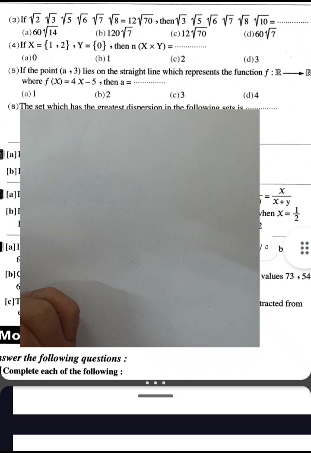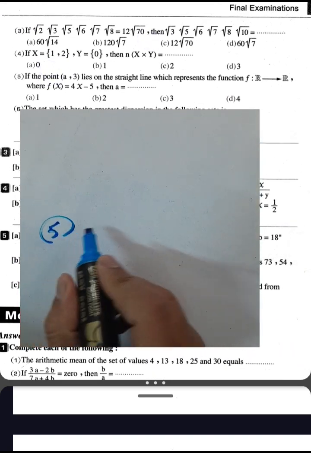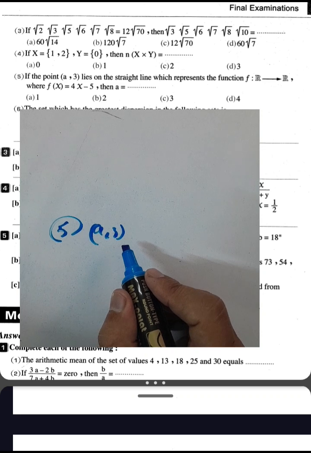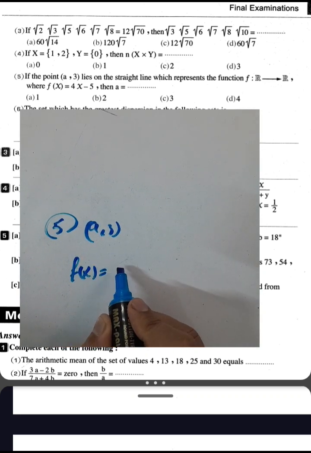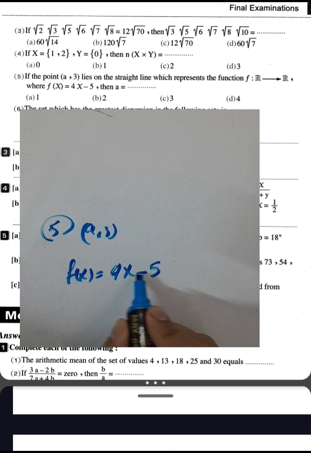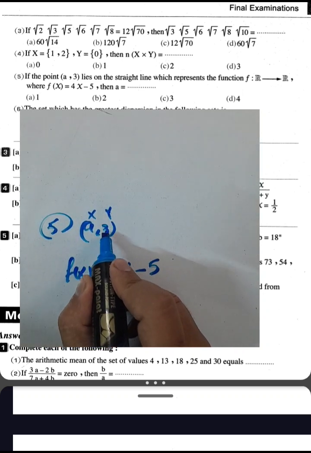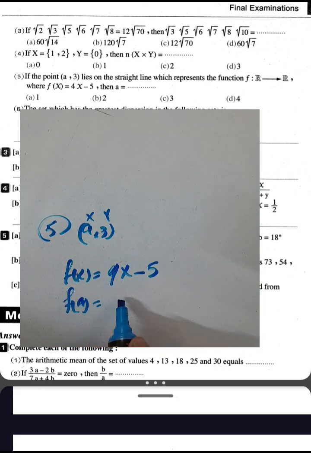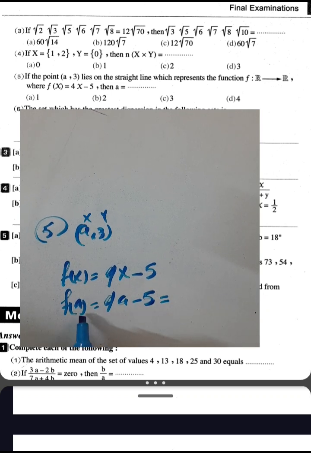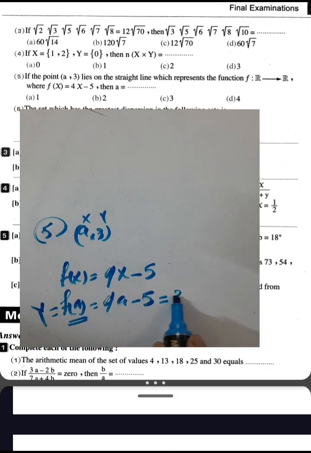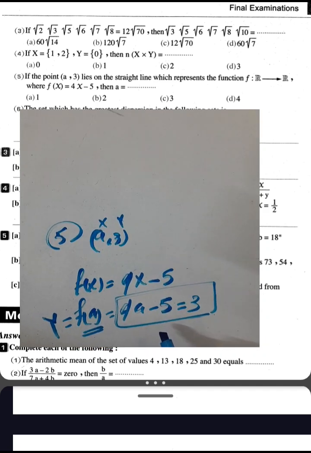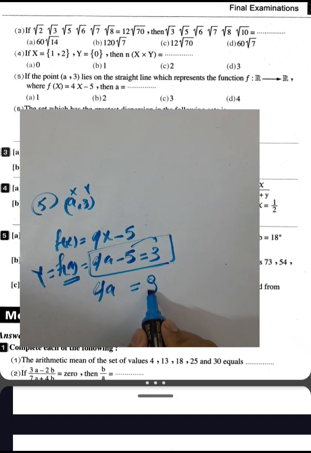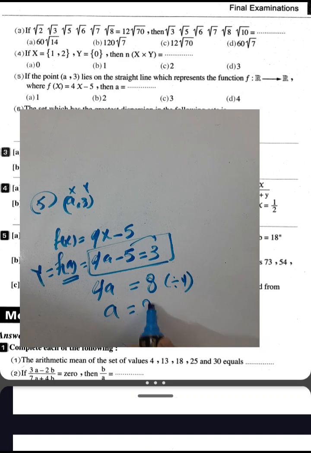Question number 5. The point (a, 3) lies on the straight line which represents the function f from R to R, where f of x equals 4x minus 5. Put x equal a and y equal 3. Then f of a will be 4a minus 5, and the result will be y, which equals 3. Then 4a minus 5 equals 3, and you can find the value of a. Move 5 over, then 4a equals 5 plus 3 equals 8, and then divide by 4, so the value of a equals 2.